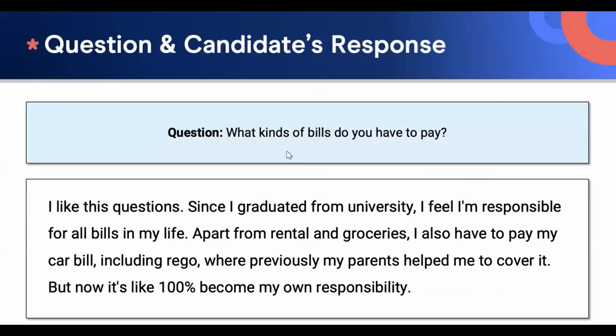Tim does use a nice idiomatic phrase here. "Previously, my parents helped me cover it." This means that in the past, his parents helped him to pay his bill, but by using idiomatic expressions like cover it instead of common vocabulary like pay for it, Tim is more likely to score a higher band score for lexical resource. Let's continue with the test.